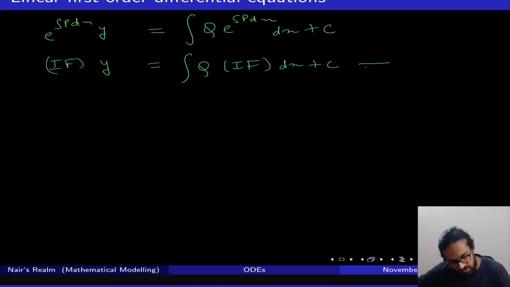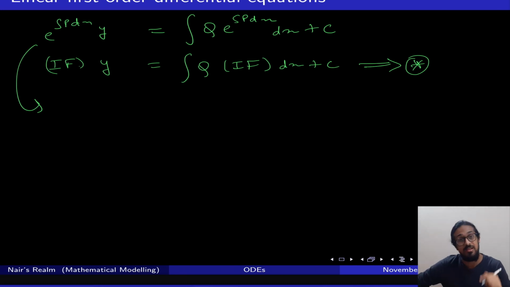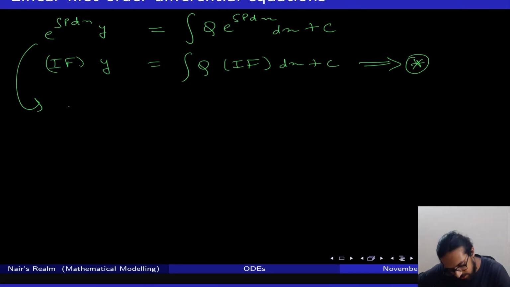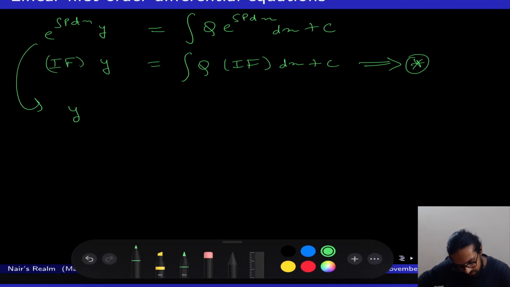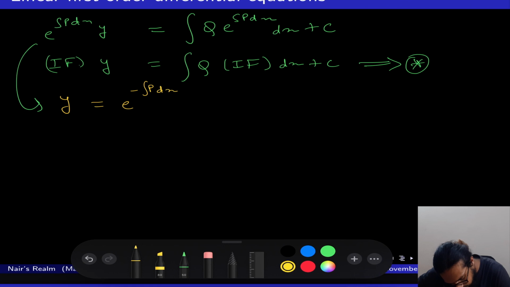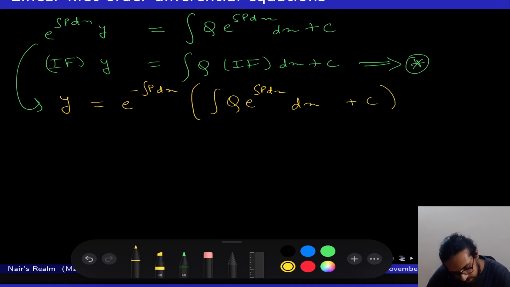Right? That is one way to write it. Another way to write it would be to simply multiply both sides of the equation by e power minus integral p dx. So then I get, strictly in the following way, maybe again I'll use another color for proper visibility, y is equal to e power minus integral p dx into the integral of q e power integral p dx, integrated with respect to x, plus c.